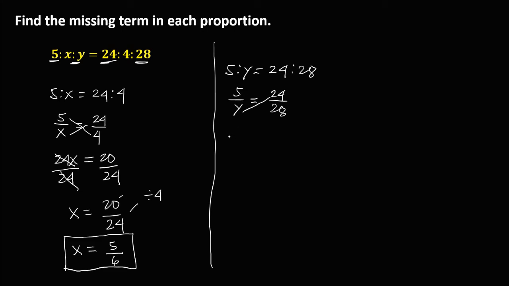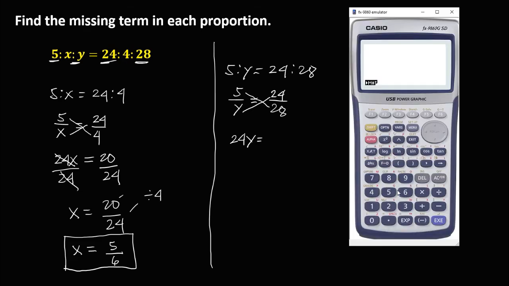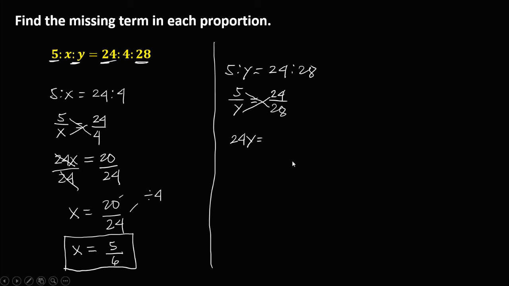So this one is 24y equals 5 times 28. So 5 times 28, that's 140. So equals 140. And then divide both sides by 24. Divide by 24, so cancel. So y now is equal to 140 over 24.